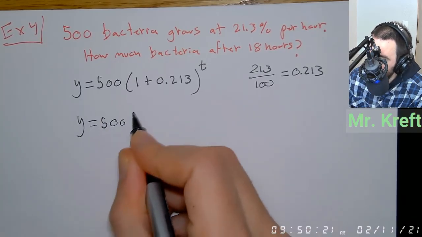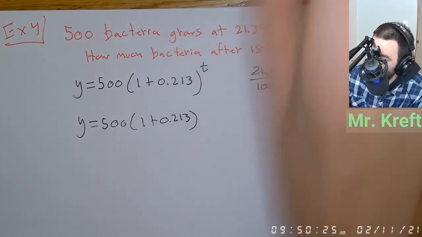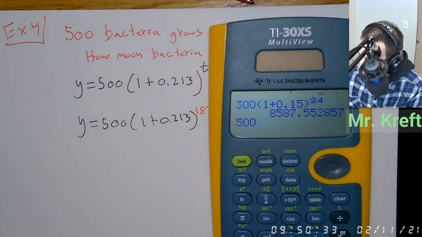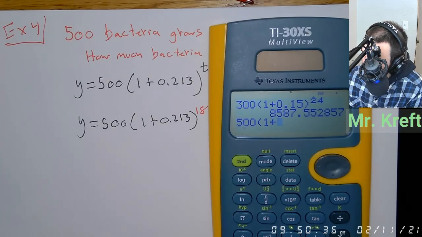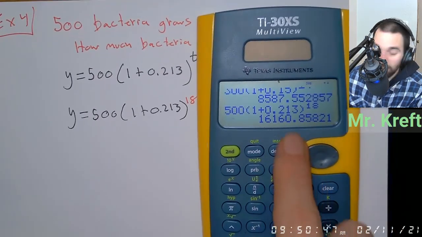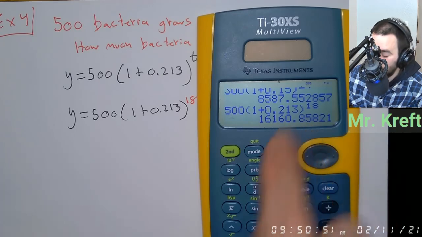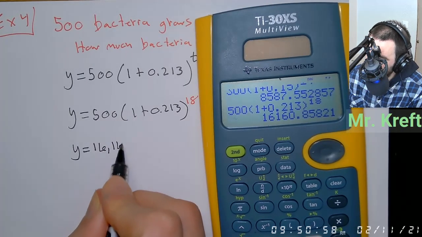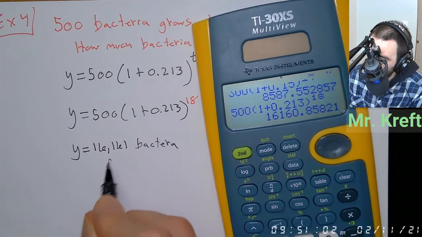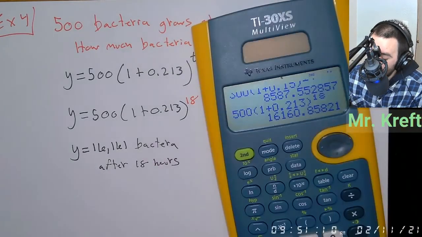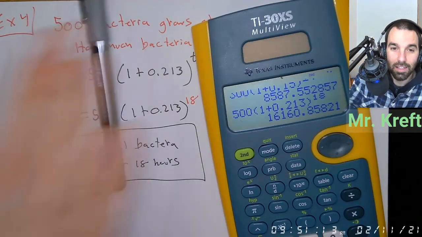Okay, and then it says after 18 hours. So I'm going to go y equals 500, 1 plus 0.213, and then I'm going to go to the 18 hours. I'm going to type this into my calculator. So I get 500 times the quantity of 1 plus 0.213, and then take that to the 18th power, and I get this. Now, when I look at this, I see this is 5 or greater. I'm going to round up. So, oh my gosh, this is a lot of bacteria. So I'm going to get 16,161 bacteria after 18 hours. Okay. So that is that, guys. This would be our answer. That is the end of class.